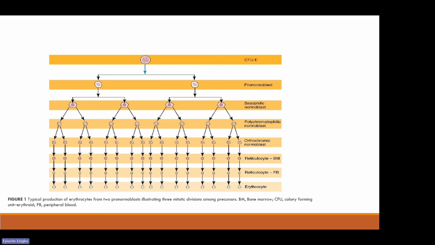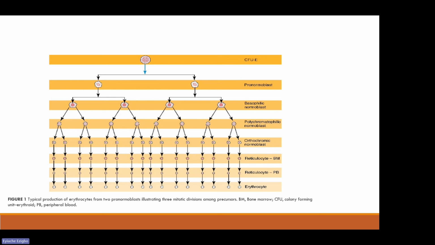These two pronormoblasts are able to do what? Able to divide, with each daughter cell maturing to the next stage of development. That is the basophilic normoblast, as we can also see in the diagram. So each of these cells can divide with each of its daughter cells maturing to the next stage. That is the polychromatic normoblasts.